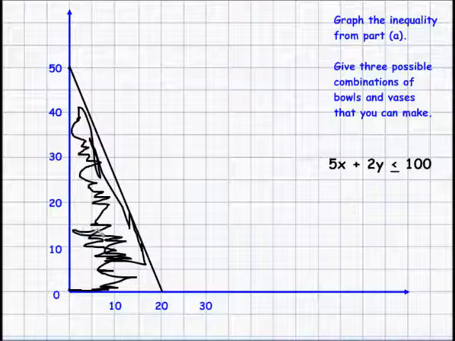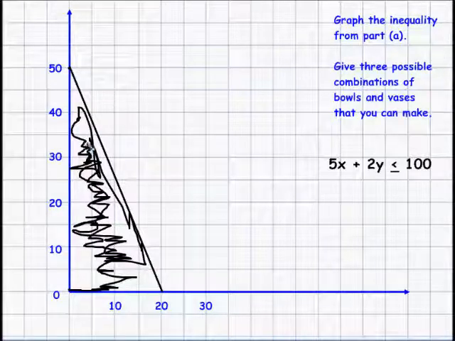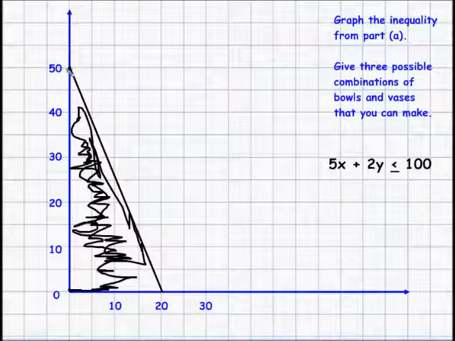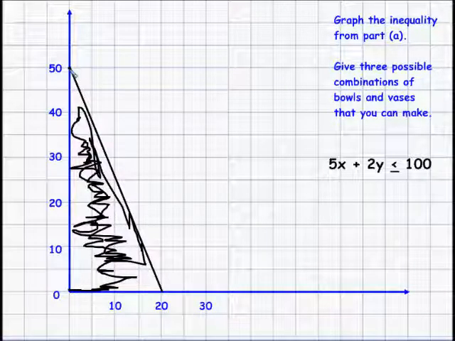And those would be all the solutions that would work for how many different possible combinations of bowls and vases we can make. So we could go right on a coordinate point here, and we could say we're going to do 10 bowls, because that was my x, and then it's going to give me 10 vases. Or if I made 20 bowls, I couldn't make any vases. And if I made 50 vases, I couldn't make any bowls.